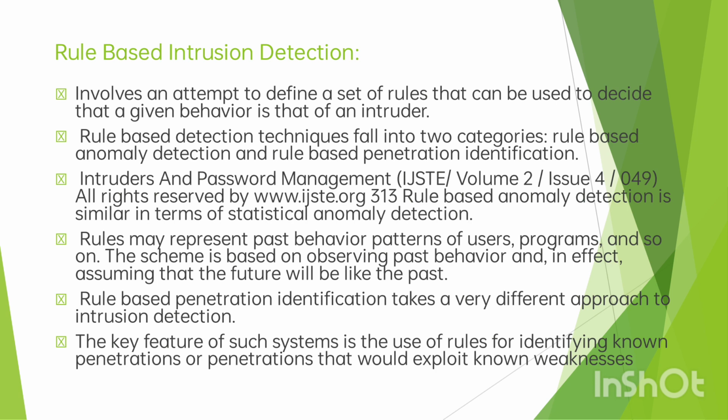Rule-based anomaly detection is similar in terms to statistical anomaly detection. Rules may represent past behavior patterns of users, programs, and so on. This scheme is based on observing past behavior and in effect assuming that the future will be like the past.